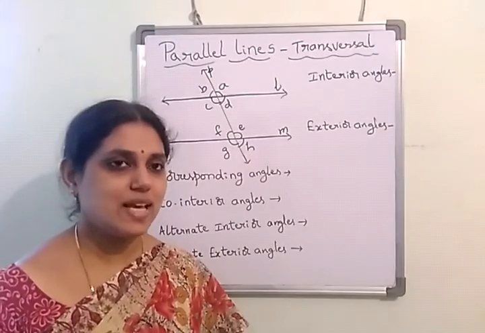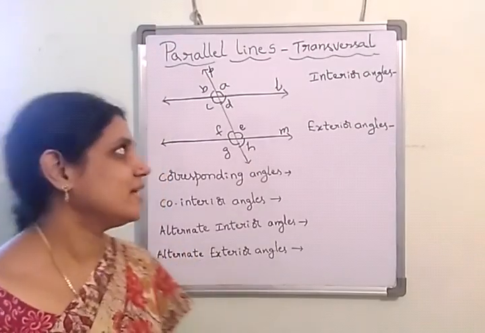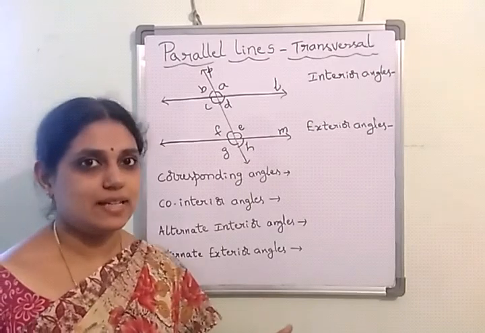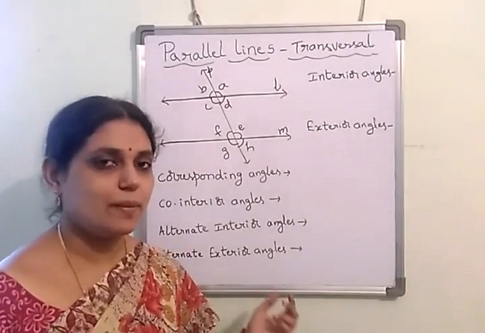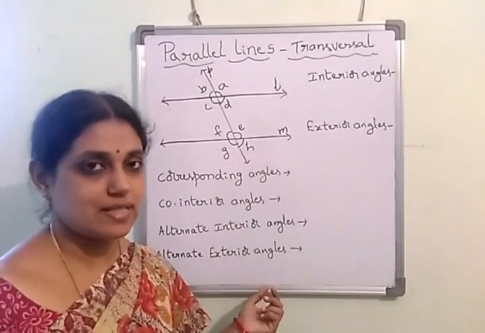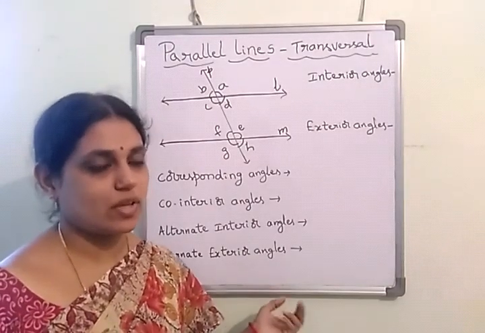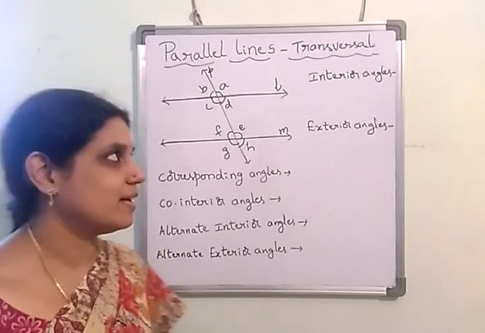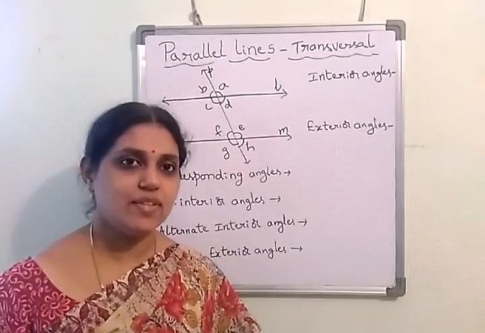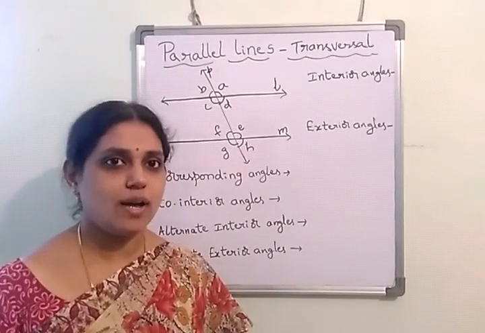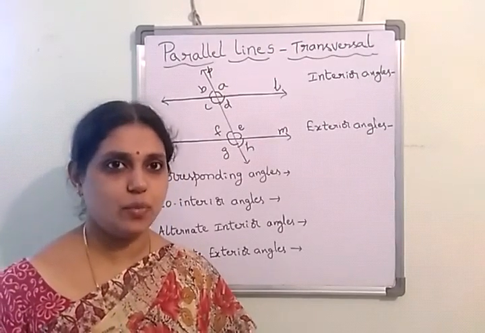Children, in today's class we are going to recall once again the parallel lines and the transversal. Actually you learned all these in 7th grade, but once again we are revising all these topics since you have them again in 9th grade. So what is a transversal? A transversal is a line which intersects two or more lines at different points.